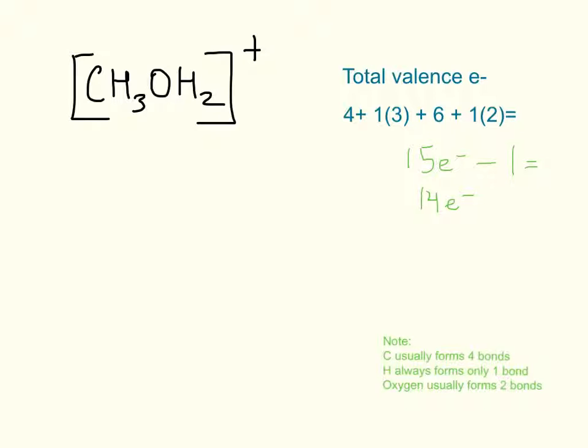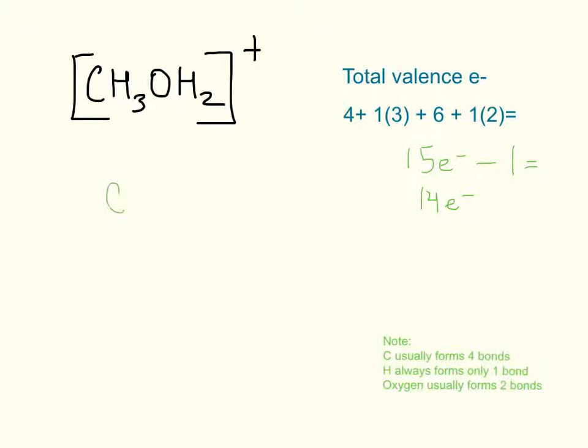Why did I subtract 1? Because electrons usually carry a negative charge, right? So if the overall formula has a positive charge, you have to subtract an electron to get that positive charge. So our total valence is 14, and I'm going to go ahead and start drawing.